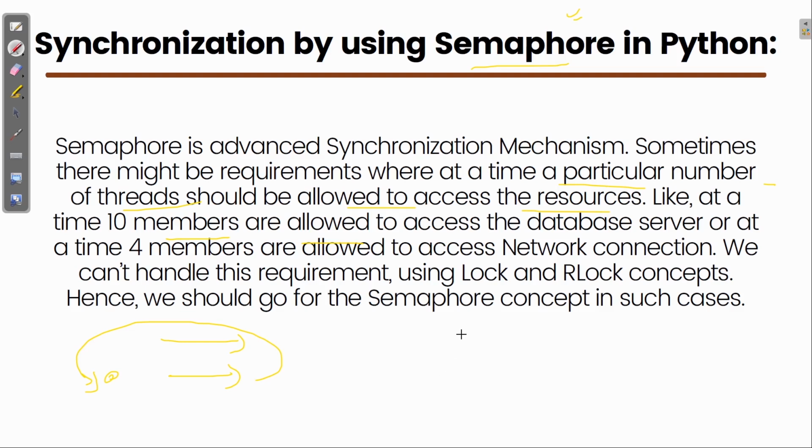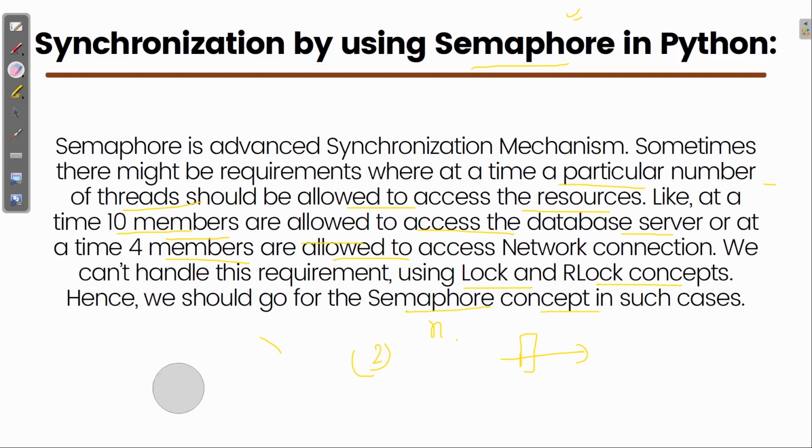We can allow that this number of people are allowed to enter this room. So that's the basic advantage of the semaphore, that we can even allow that I want this number of threads to be executed at the same time. I would say n threads, it can be any number. Like at a time, 10 members are allowed to access the database server, or at a time, 4 members are allowed to access a network connection. We can't handle this requirement using lock or R lock concept.